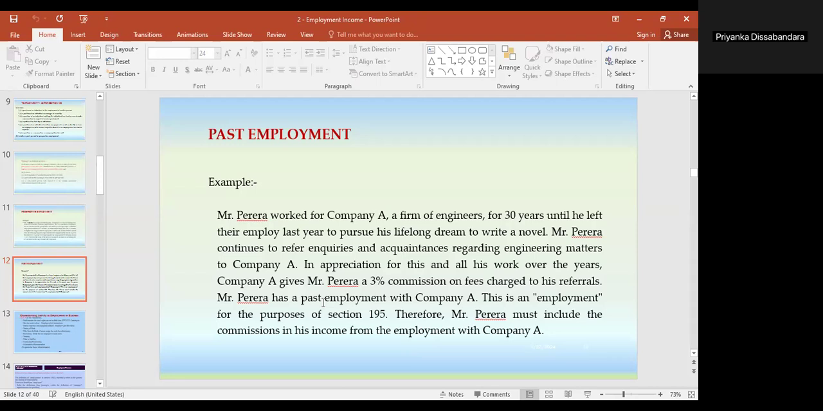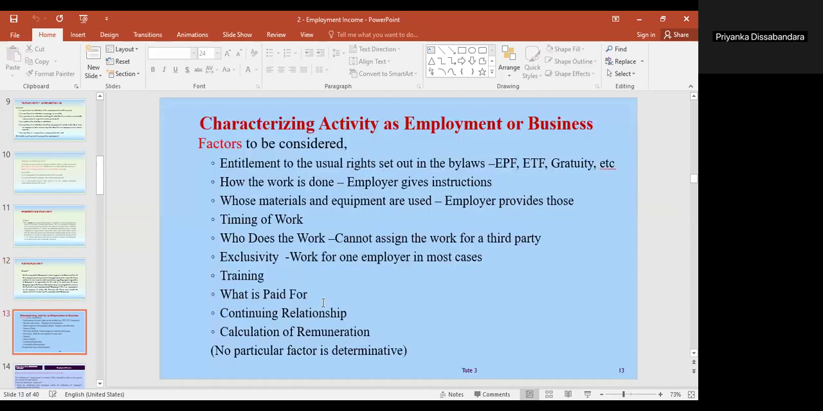But we have to consider those 3 types of income, past, present and prospective, when we are calculating the assessable income from employment. So I think you can remember these characteristics when we are considering whether that is employment or not. So a few more things I have also included here.